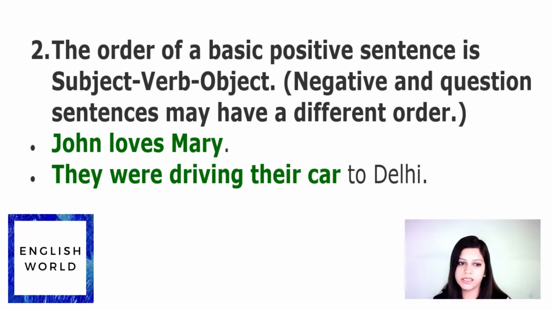Similarly, we can see these sentences. John loves Mary. So John is the subject, loves is the verb, and Mary is the object. Next one, they were driving their car to Delhi. So they is the noun, that is the subject over here. Were driving, they were driving. This event happened in the past. What were they driving? They were driving their car. Their car is the object. So the basic order of this sentence is subject, verb, and then the object.